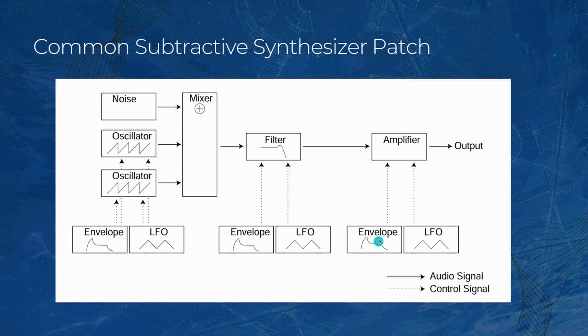Down here we have our control signal path, where we can control different aspects of these functions through typically a different type of signal. So in this case, an envelope might control the filter or an amplifier, or an LFO might control the filter or an amplifier.